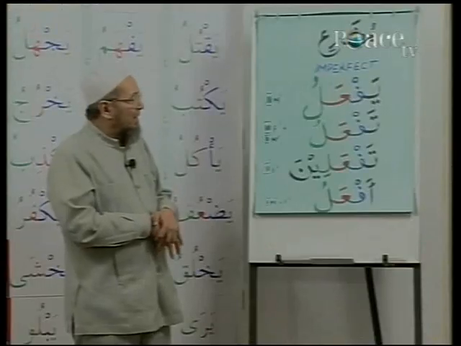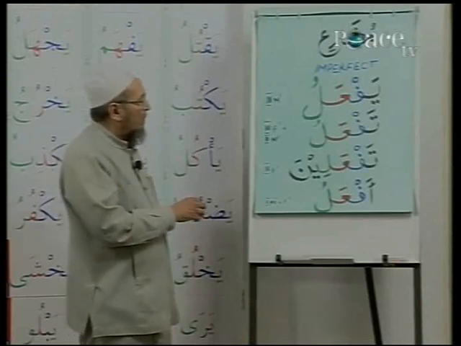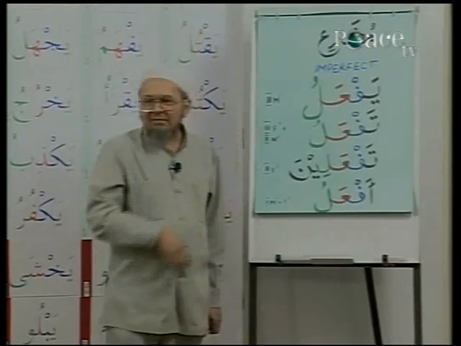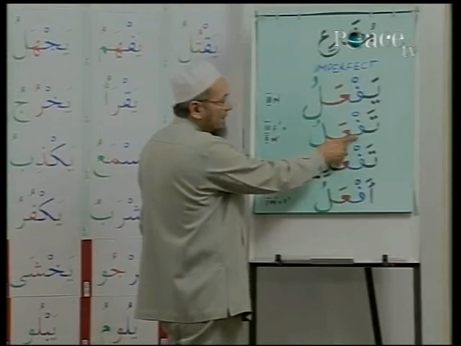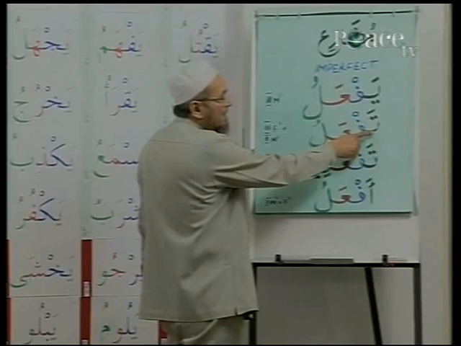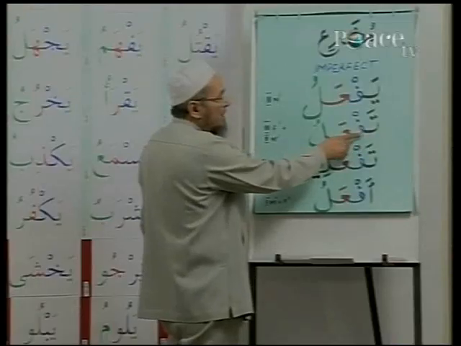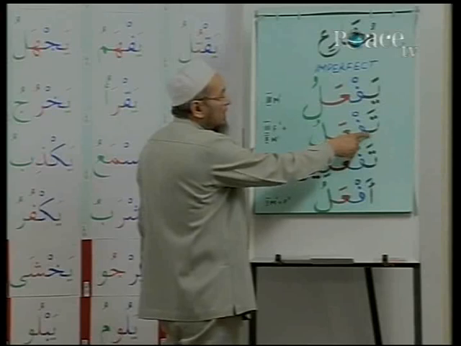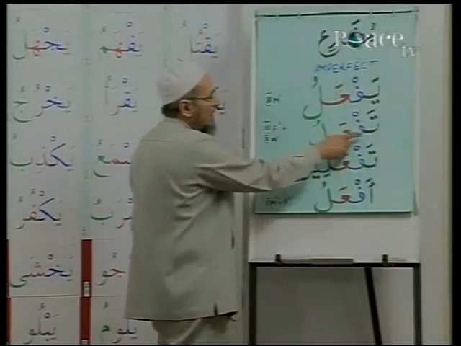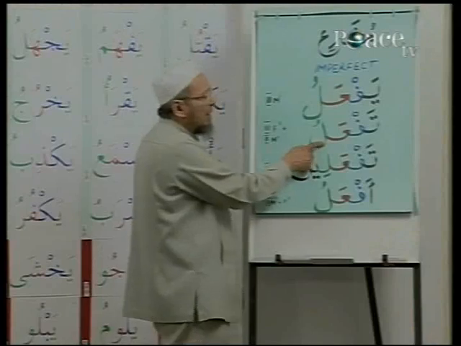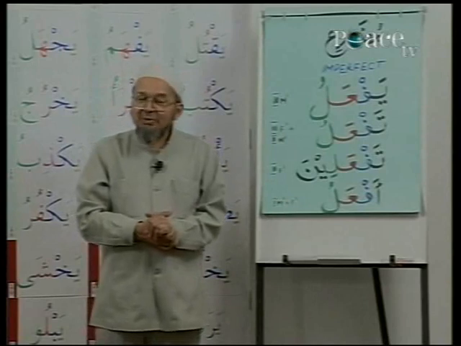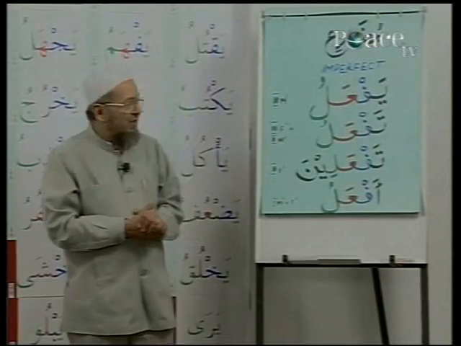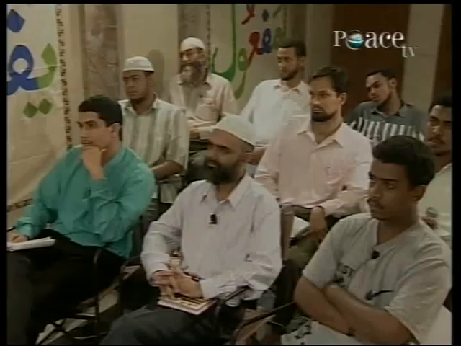Now let us see how we are going to form 3F1. For 3F1, we have to keep our radical fa quiescent and add ta. So ta will precede. So it will become taf'alu. Taf'alu means she does or she will do, according to the context.